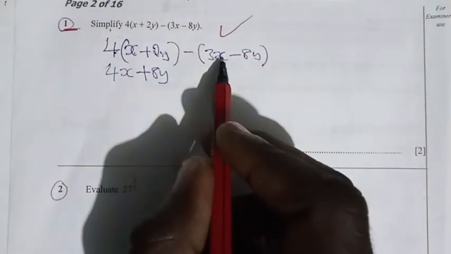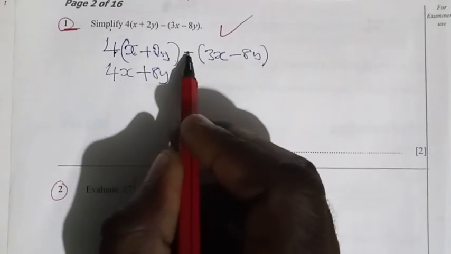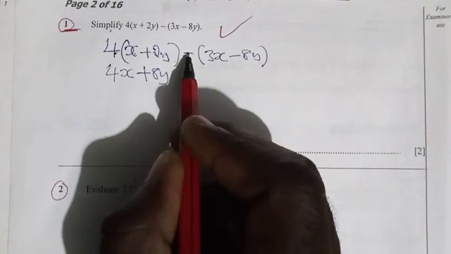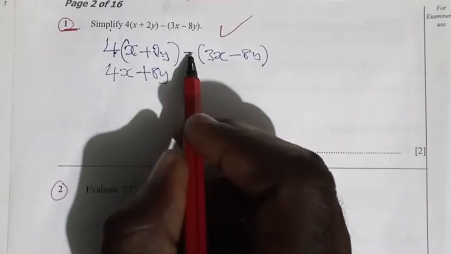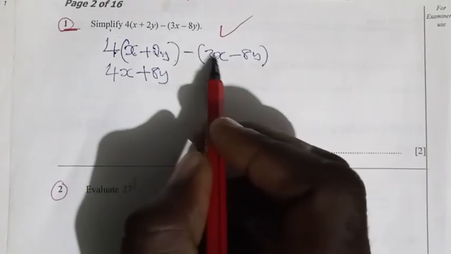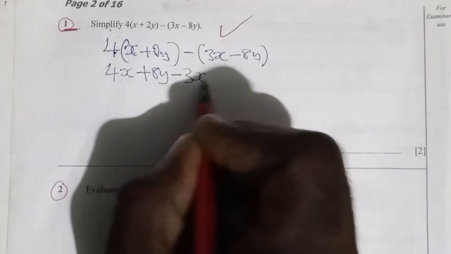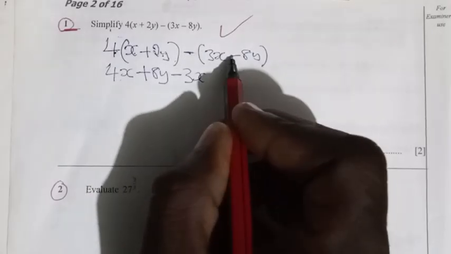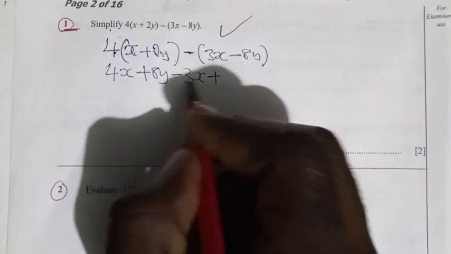You are done with this one, you go to this one. Once you do it like this, the brackets will disappear. You come to this side, remember there's a negative here. Once there's a negative, just know that there's a 1 behind it. So this is negative 1 times 3x, which is negative 3x. Negative times negative, the sign will change to positive.